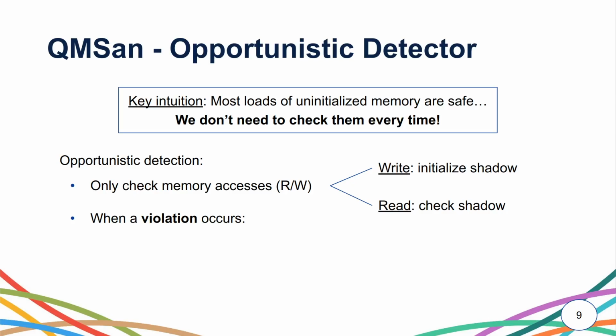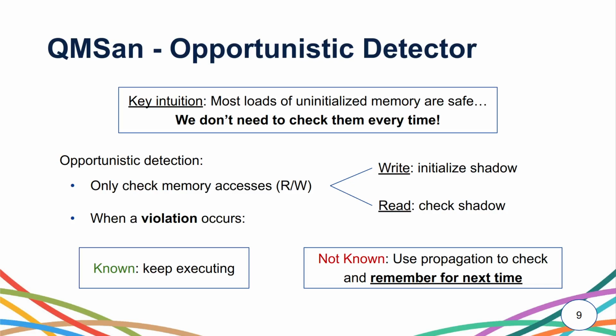When we detect that we are reading uninitialized memory, then we have a violation. And when a violation occurs, we can have two cases. The first one is that this violation is known. We have already seen it, we have already tested it, and we know that it is safe, so we can keep executing. Otherwise, if this violation is not known, then we use shadow propagation, so a slower instrumentation, to check this violation and remember it for next time, so that the next time we find this violation, we won't need to use expensive instrumentation again.